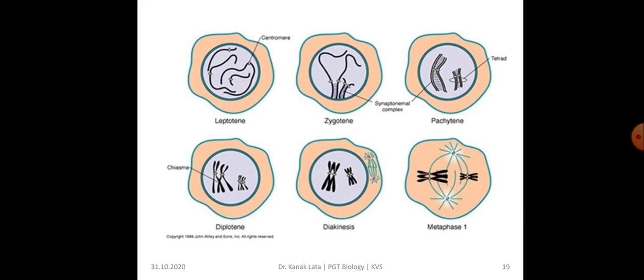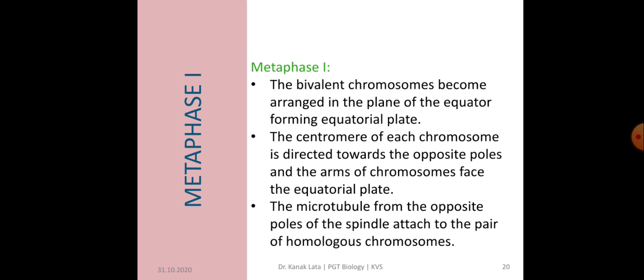In this figure, you may compare all the stages of prophase 1 of meiosis 1, that is leptotene, zygotene, pachytene, diplotene and diakinesis. Now we will discuss metaphase 1 of meiosis 1. Here the bivalent chromosomes become arranged in the plane of the equator, forming the equatorial plate. The centromere of each chromosome is directed towards the opposite poles and the arms of the chromosomes face the equatorial plate. Meanwhile, the microtubules from the opposite poles of the spindle get attached to the pair of homologous chromosomes.